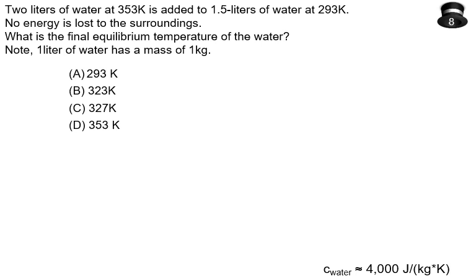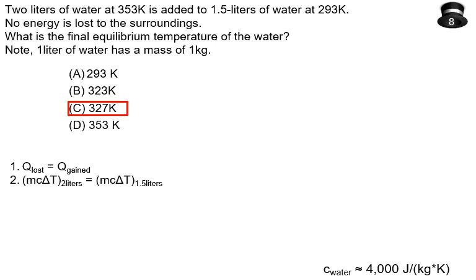So I'm going to assume that you have worked on this and come back, and you'll see that the final equilibrium temperature of this combined water is 327 Kelvin. So the energy lost by the hotter water is gained by the cooler water. So on each side, the heat is still mc delta T. So we have the mass of the 2 liters of water times the specific heat of the 2 liters of water times its change in temperature is equal to the mass of the 1.5 liters of water times its specific heat capacity times its change in temperature.